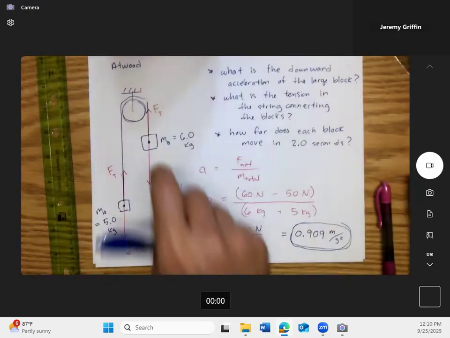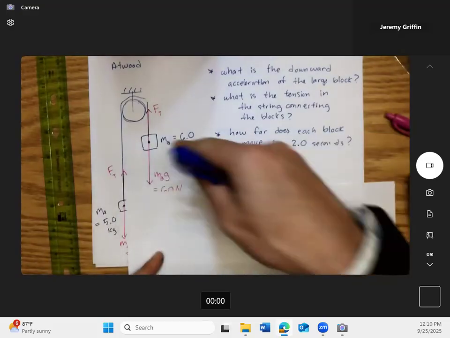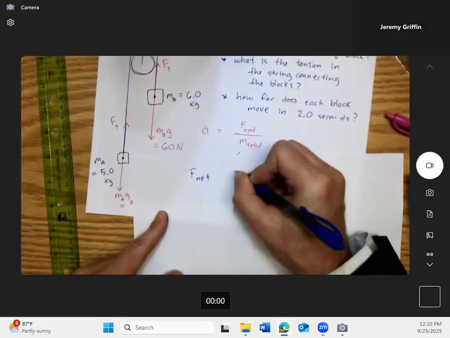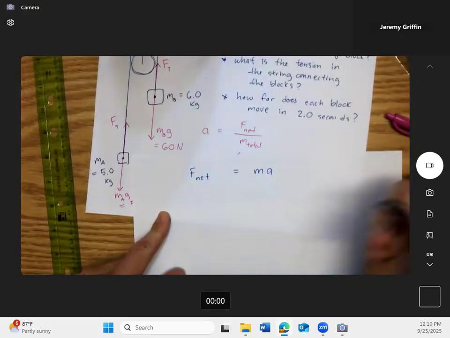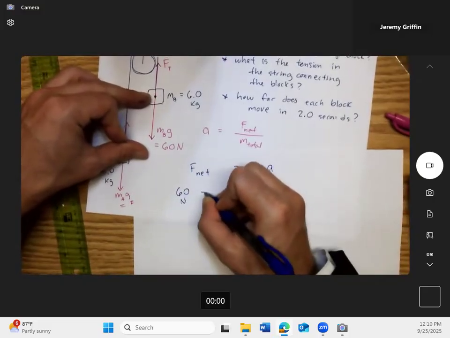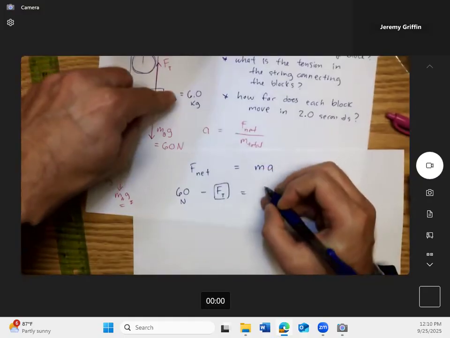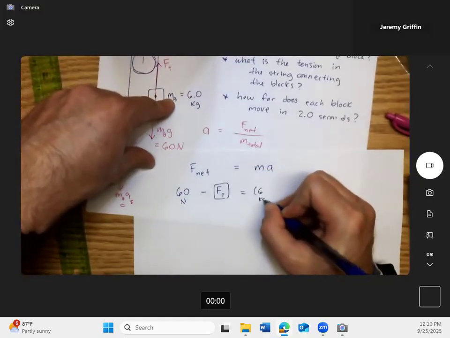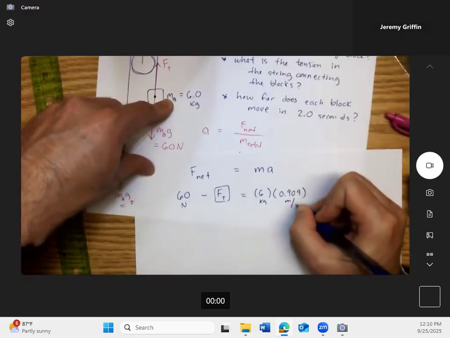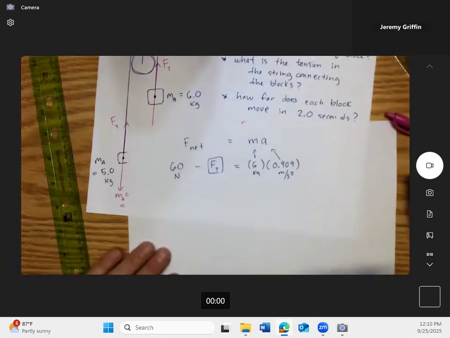Let's try it for the big block first. So in terms of the big block, I can do F net equals MA. There's Newton's second law. And wouldn't the net force be 60 newtons down minus this tension force resisting that? Results in a 6 kilogram block accelerating at 0.909 meters per second squared. Okay, so that's true.